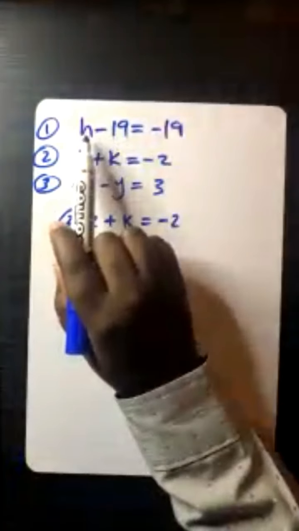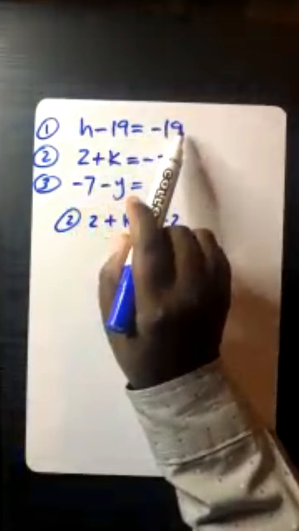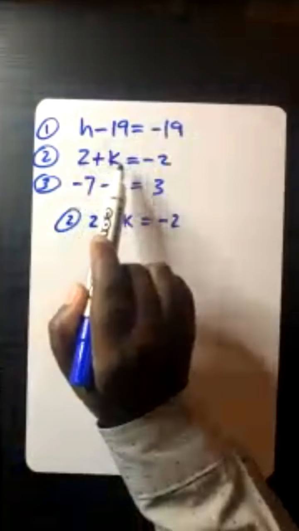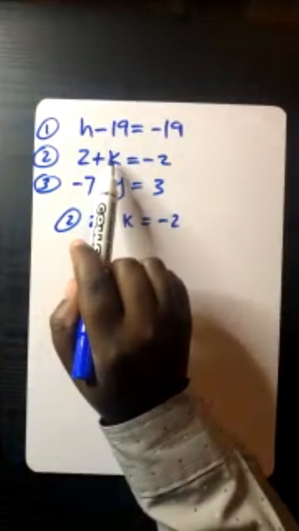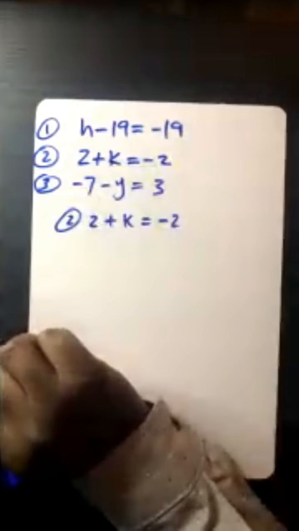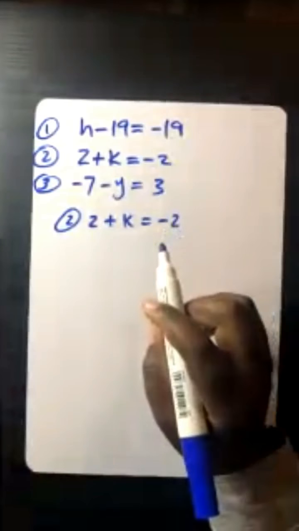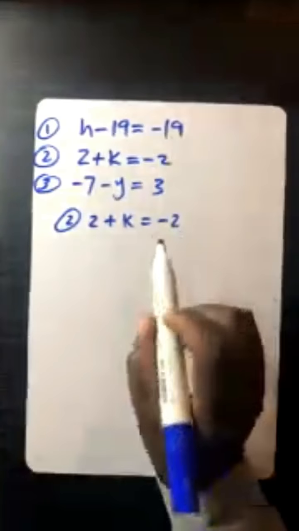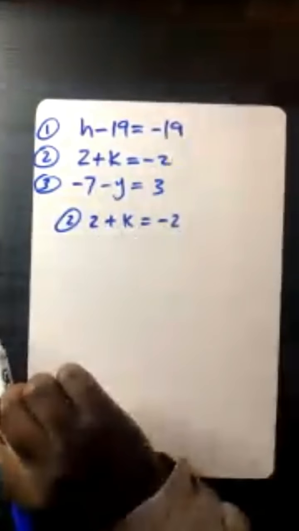So when it starts with an unknown, you can just say what number when you minus 19 will be equal to negative 19. Or for this one, you'll say what number when you say 2 plus that number will be equal to negative 2. Do you get it now, Shreyas? Yes, sir. 100%. So now let's solve that one.